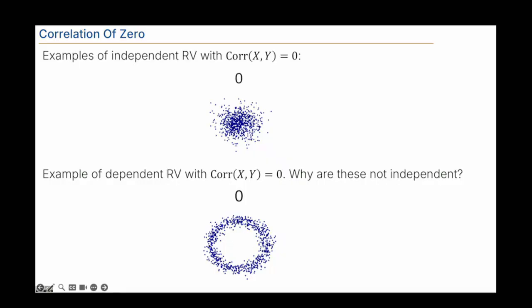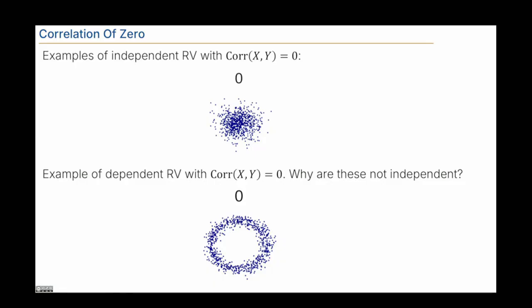And this one right here is an example of dependent random variables. Why are these not independent? If you look at this, what's dependent about it? Give me an example of something that can't happen. Yeah, 0, 0. If x is 0, y could be totally not 0, like here or here. But if x is 0, y cannot be 0. That tells me these are not independent.